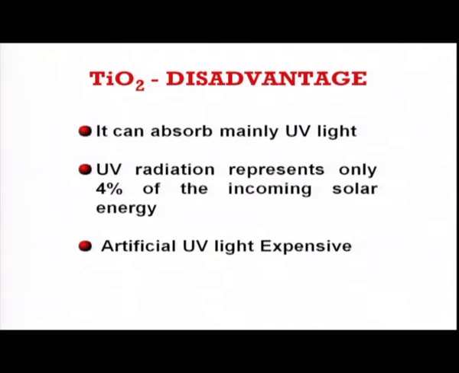And there are some limitations with this titanium dioxide. It can absorb mainly UV light only, with wavelength less than 380 nanometers, and UV radiation represents only about 4% of the incoming solar radiation. So, we cannot use solar light directly, and if you go for artificial UV light, it becomes expensive. We have to pay for the energy to glow this UV light, and this becomes an additional cost. So, these are the limitations. UV light is required to activate the photocatalyst.